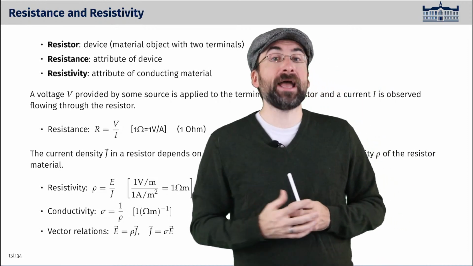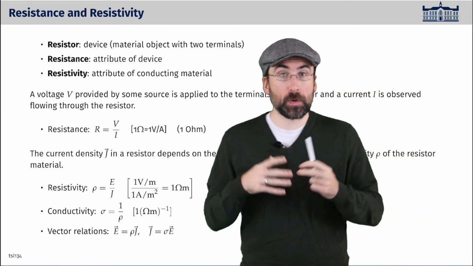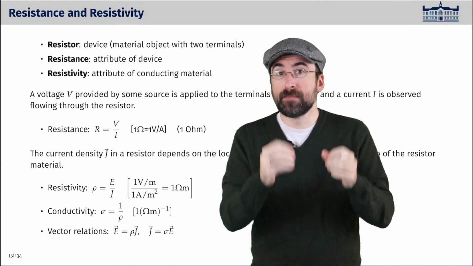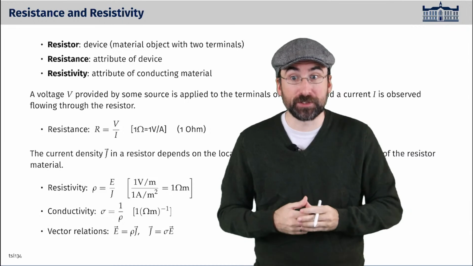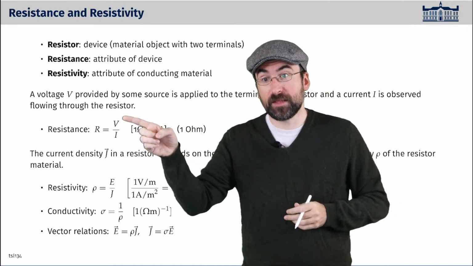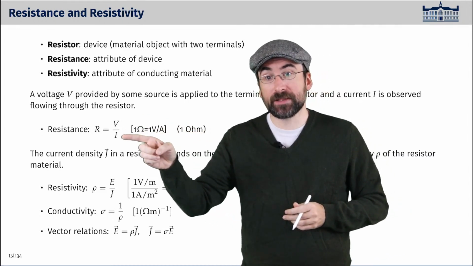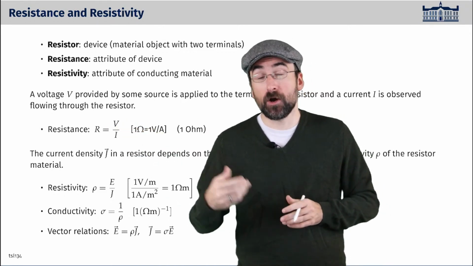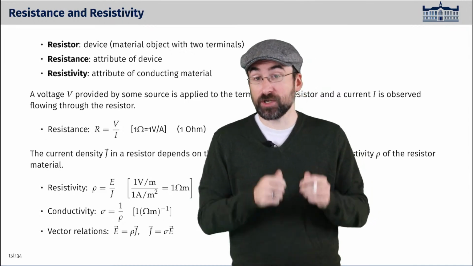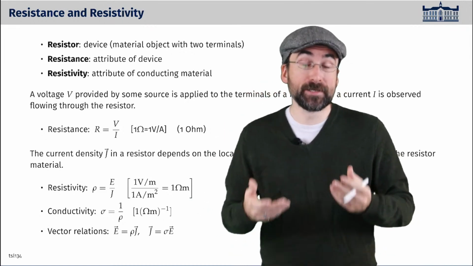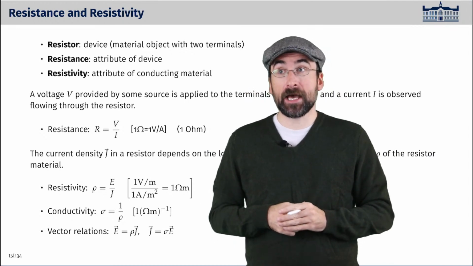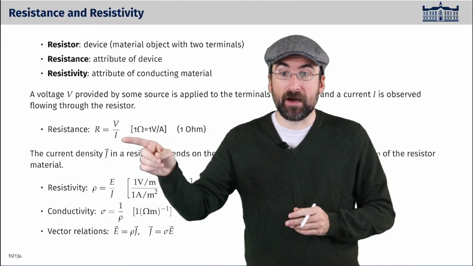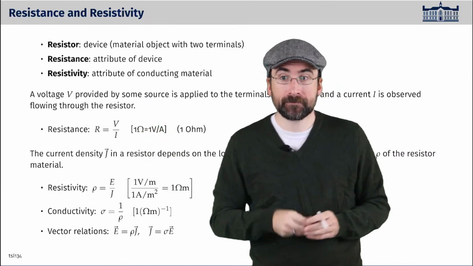Now, we define resistance in a very straightforward manner. We take an applied voltage and we measure how much current that produces. The ratio of the applied voltage to the current that is produced is the resistance of that device. So if I attach a resistor to a 9-volt battery and I get 2 amps of current, my resistance would be 9 divided by 2, or 4.5.